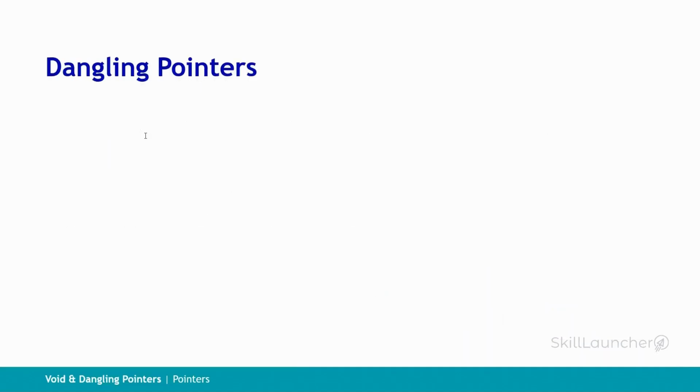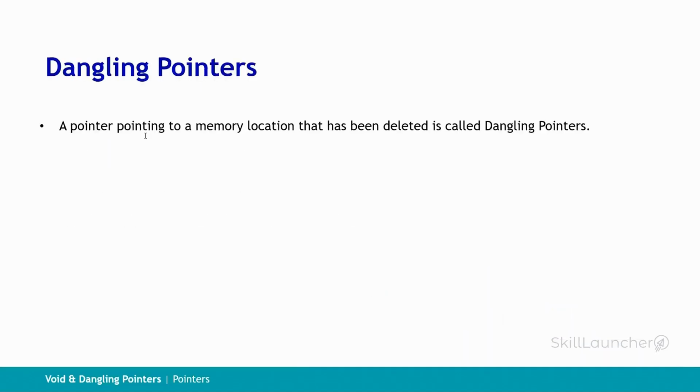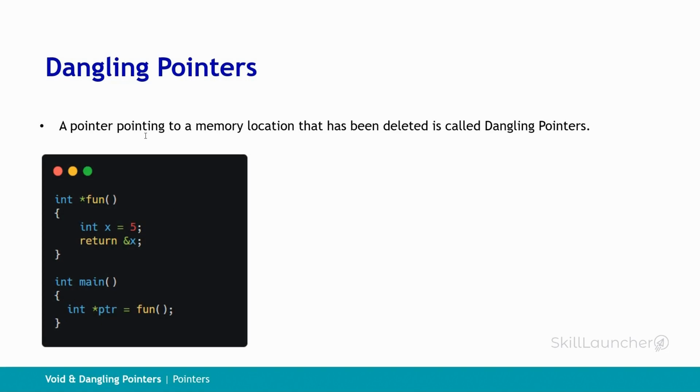Now the second type is dangling pointers. A dangling pointer is a pointer that points to a memory location that has been deleted during execution. Let us see an example. Here we have a function defined which returns an address in the form of a pointer, that is int star. Here we have a local variable x. It has a value 5, and the scope of x would be just this stack frame. As this function's stack frame is destroyed, this variable x would also get deallocated from memory.